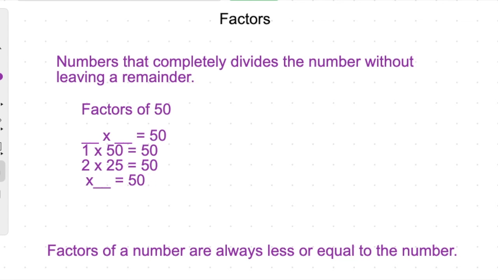Let's move to 5 then. 5 times what gives you 50, children? It is 10. So now we have reduced our possibilities, and the numbers which are between 5 and 10 now are 6, 7, 8 and 9. So we only have to check these 4 numbers now.